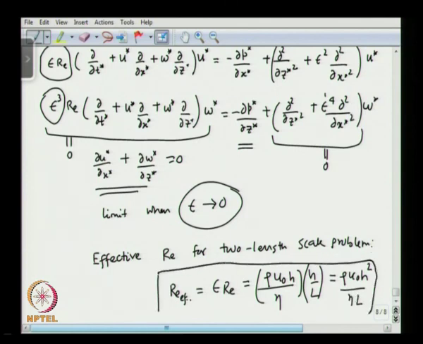So that is how we can express Reynolds number for 2 length scale problems, and here the effective Reynolds number will be small compared to the actual Reynolds number, because it is multiplied by epsilon, which is very small compared to 1. Okay. So we stop here.